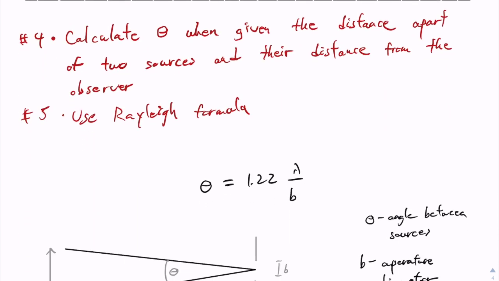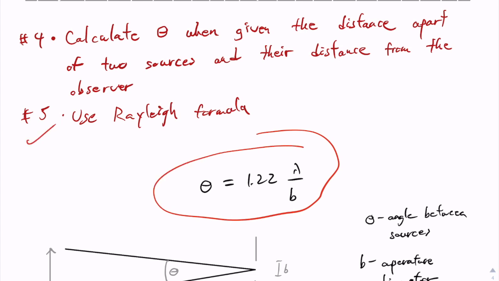So the last part of this lesson, so all three of those learning objectives was to understand the different ways in which Rayleigh's criteria can be put together. Now we're going to look at some simple calculations, which is arguably probably easier. So Rayleigh's formula to introduce is this one right here. That's learning objective number 5. Theta equals 1.22 lambda over b.